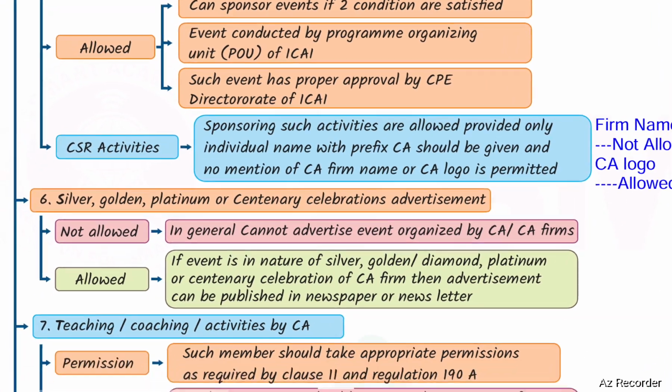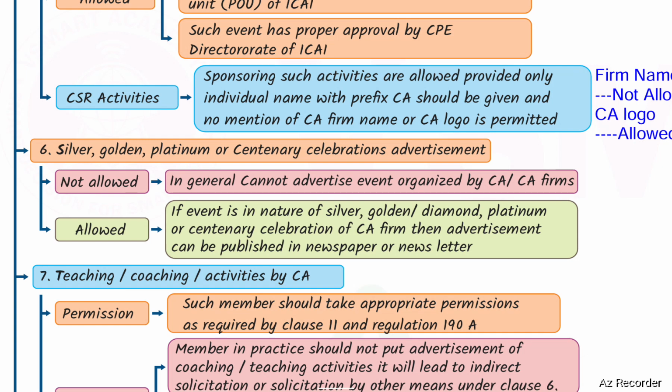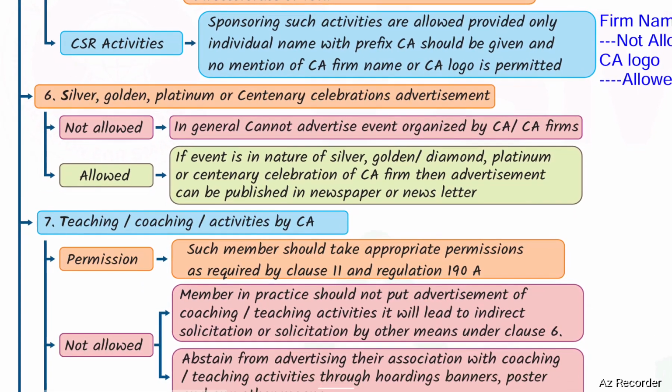Next, silver, gold, and platinum centenary celebrations advertisement. In general, a CA cannot advertise events organized by CAs or CA firms. But if the event is in the nature of silver or golden jubilee or diamond jubilee or platinum or centenary celebration of a CA firm, then the advertisement can be published in a newspaper or newsletter.